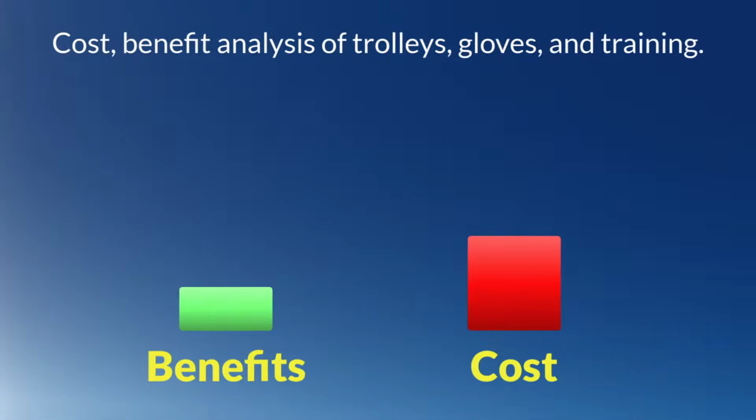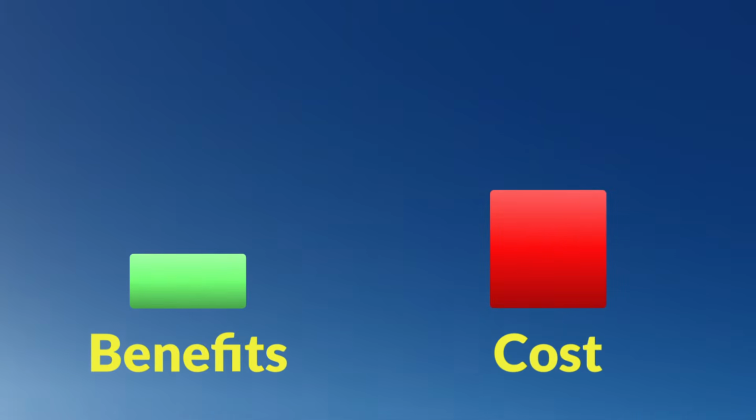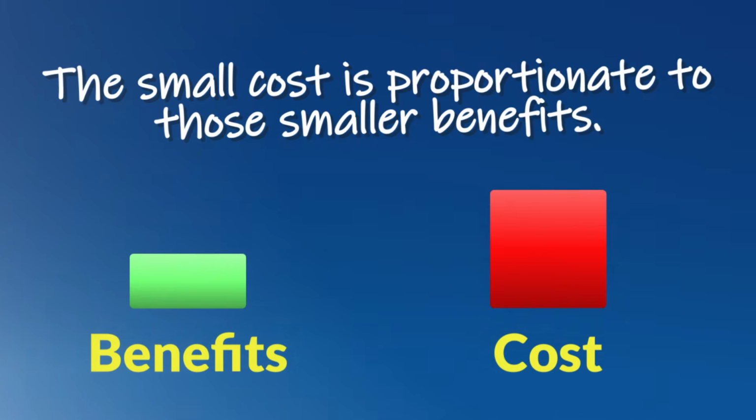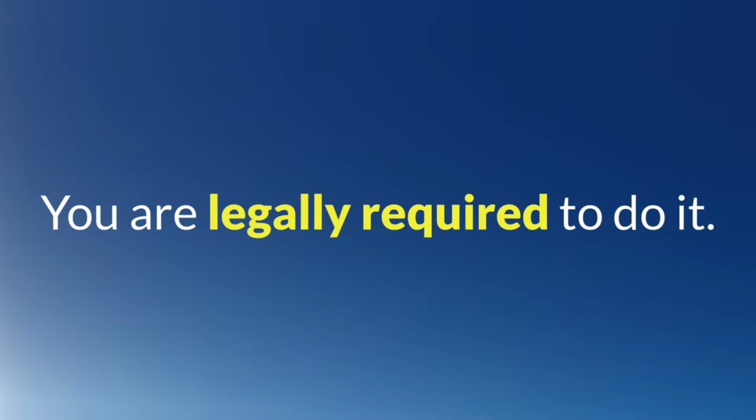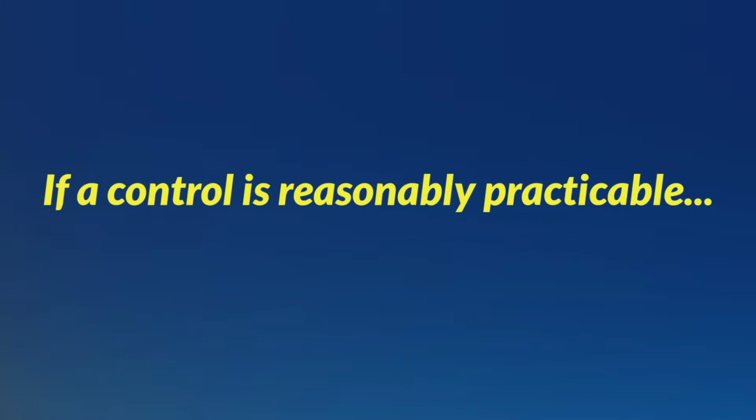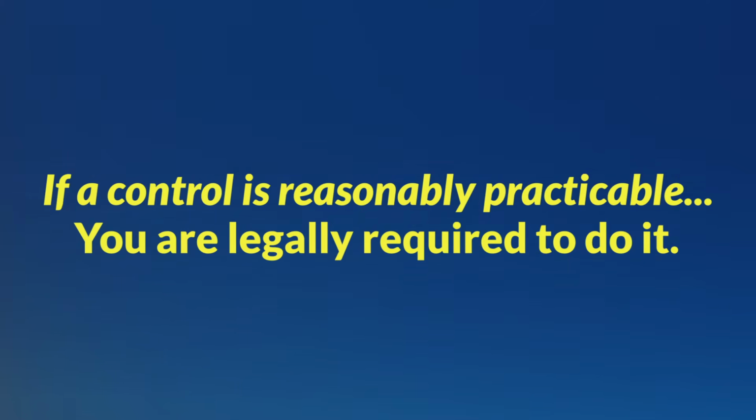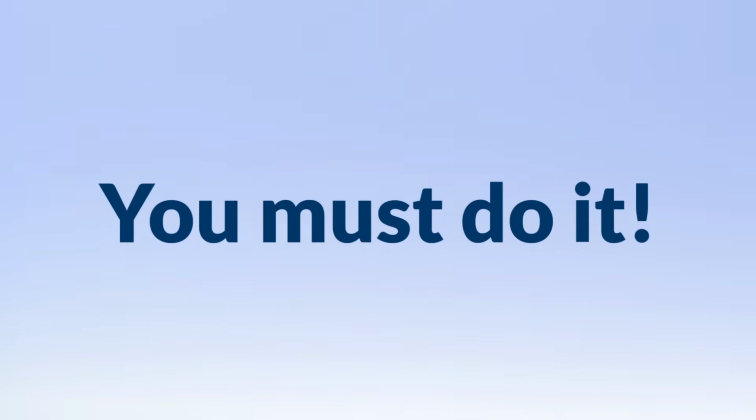So now we can compare that smaller cost versus the smaller benefits, and we see that the small cost is proportionate to those smaller benefits, which means, what does it mean? It means that you are legally required to do it. This is the key thing. If a control is reasonably practicable, you are legally required to do it. You must do it. It's not optional.